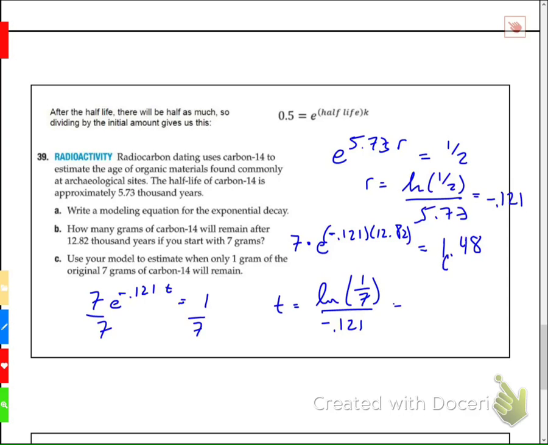Yep, so I get 16. This is measuring thousands of years. So if I found something organic that was supposed to have 7 grams of carbon-14, but it turns out when I dig it up it only has 1 gram, then I know that it was 16,000 years old.